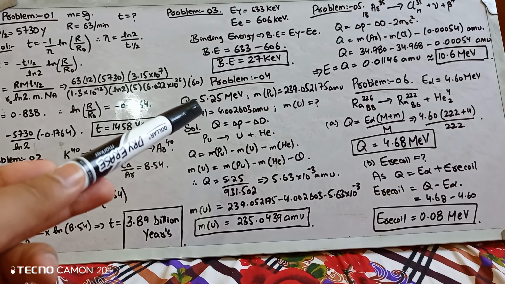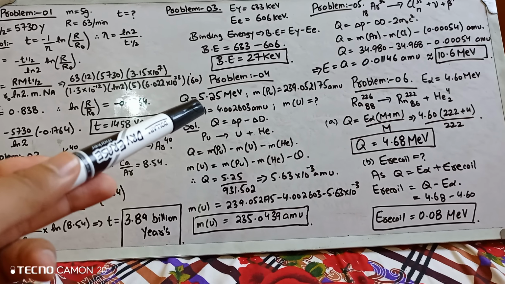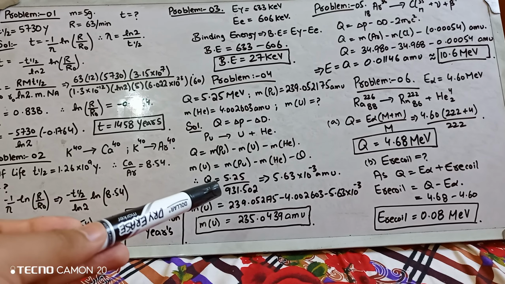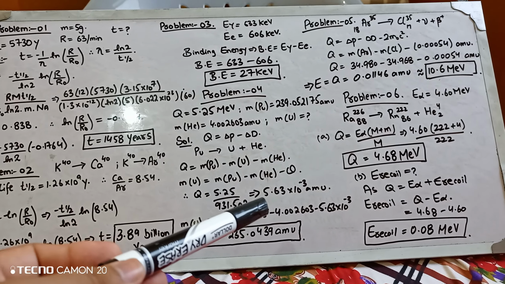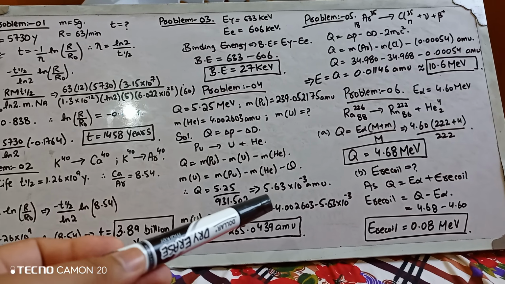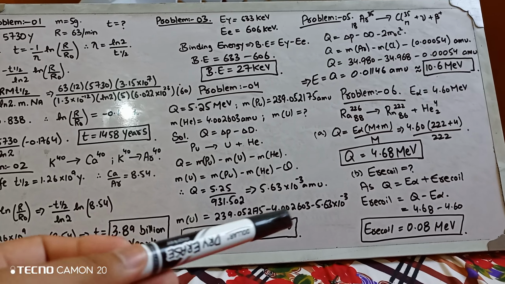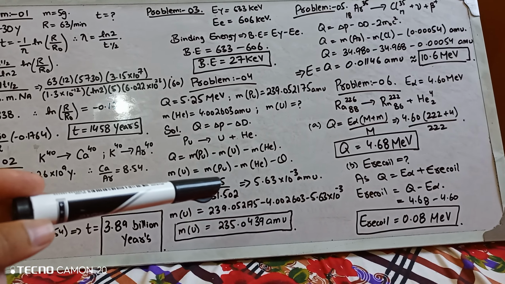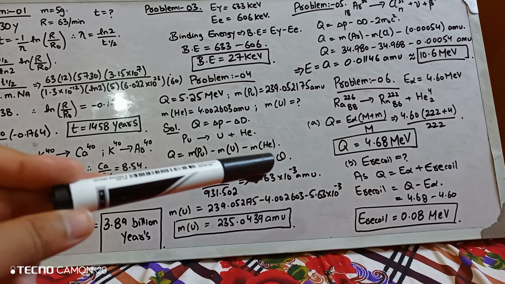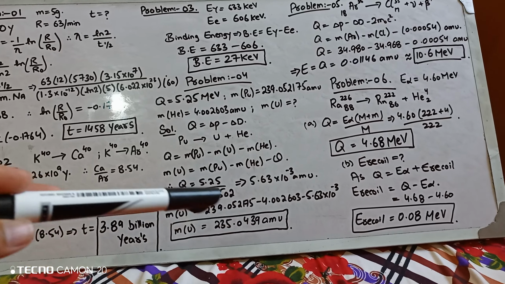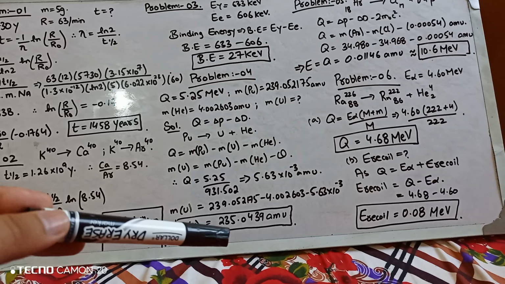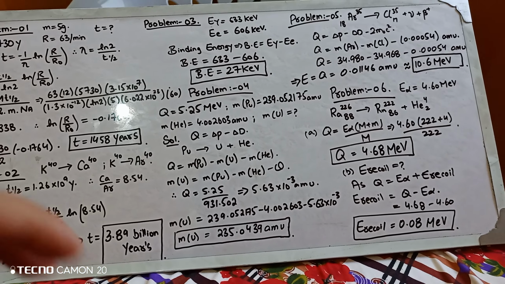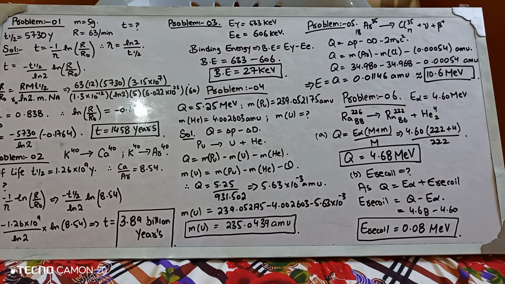To convert mega electron volts to AMU, you have to divide your expression by 931.502. After dividing the Q value, 5.25 divided by 931.502, you will get your Q value in AMU, which is equal to 5.63 × 10^-3 AMU. Okay, so now you can easily put this Q value in this relation: mass of polonium, mass of helium, and Q value, all in AMU. So by subtracting, you can easily get your mass of uranium in AMU, which is 235.0439 AMU.